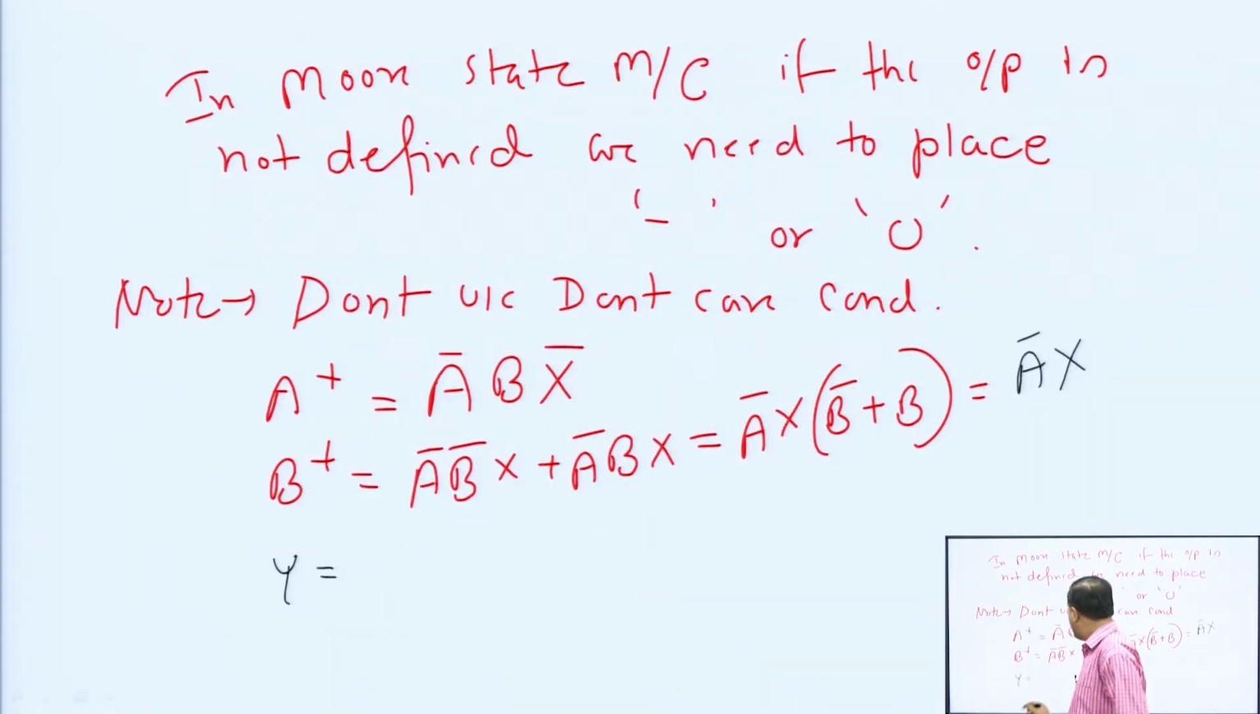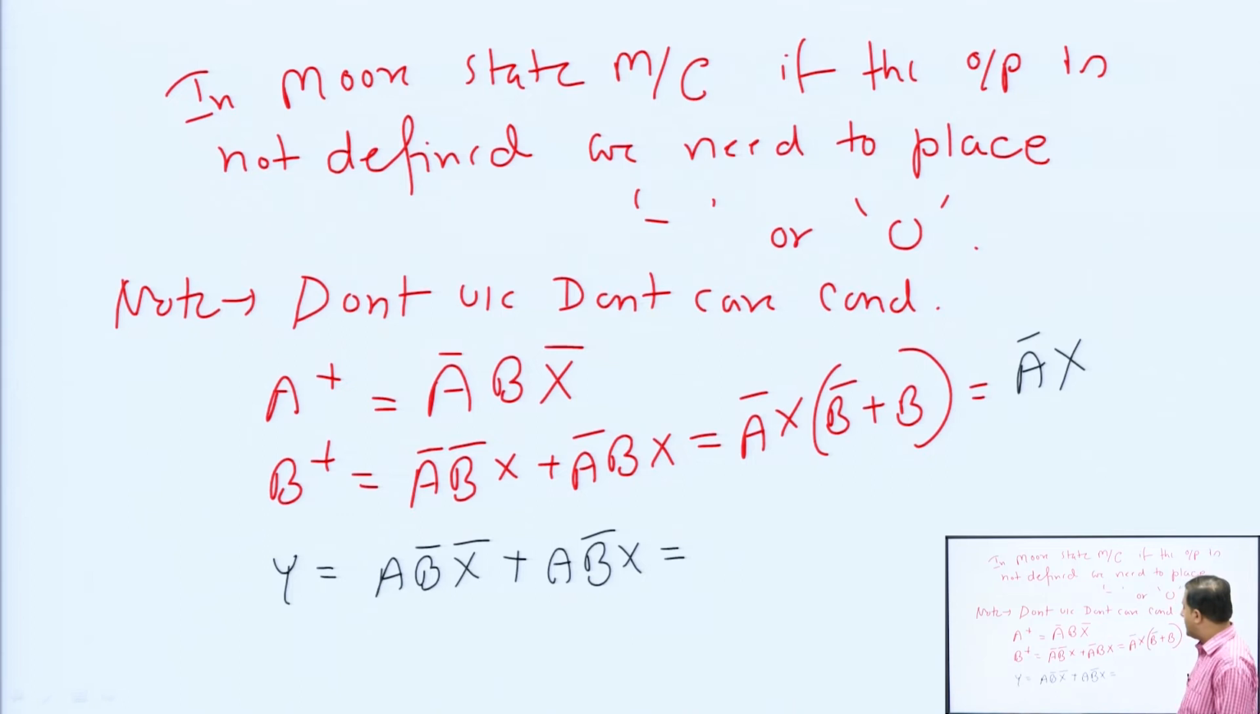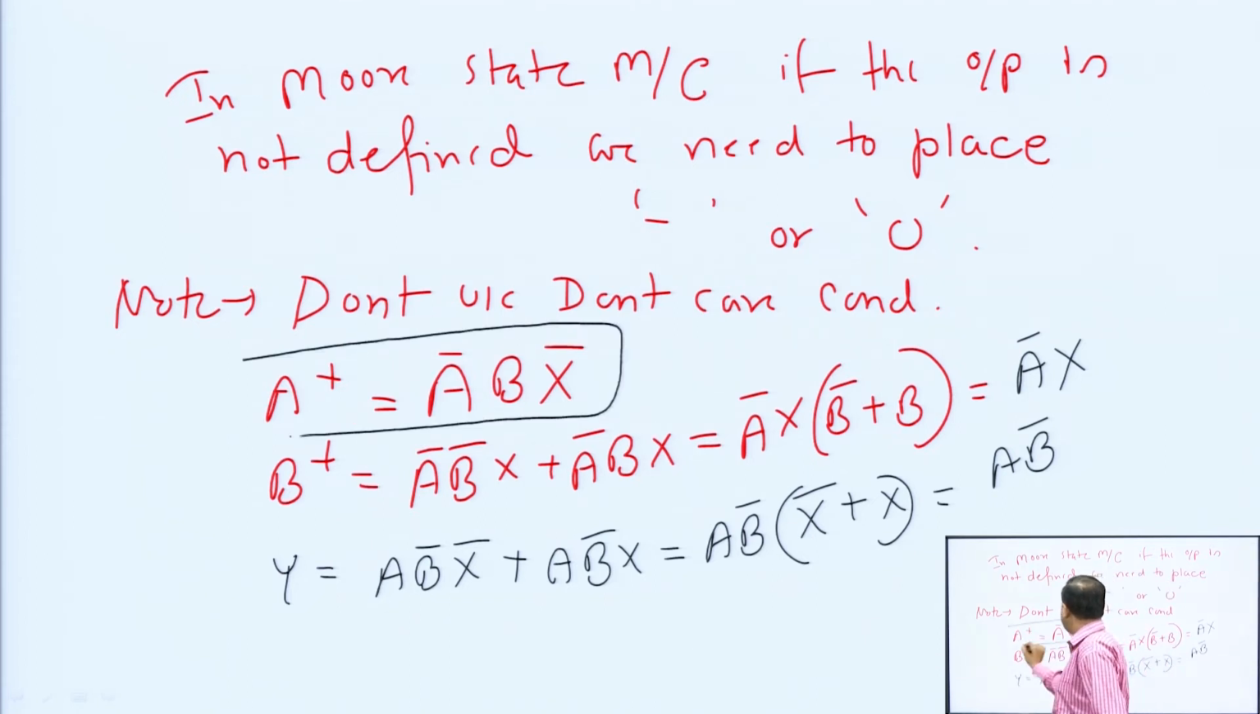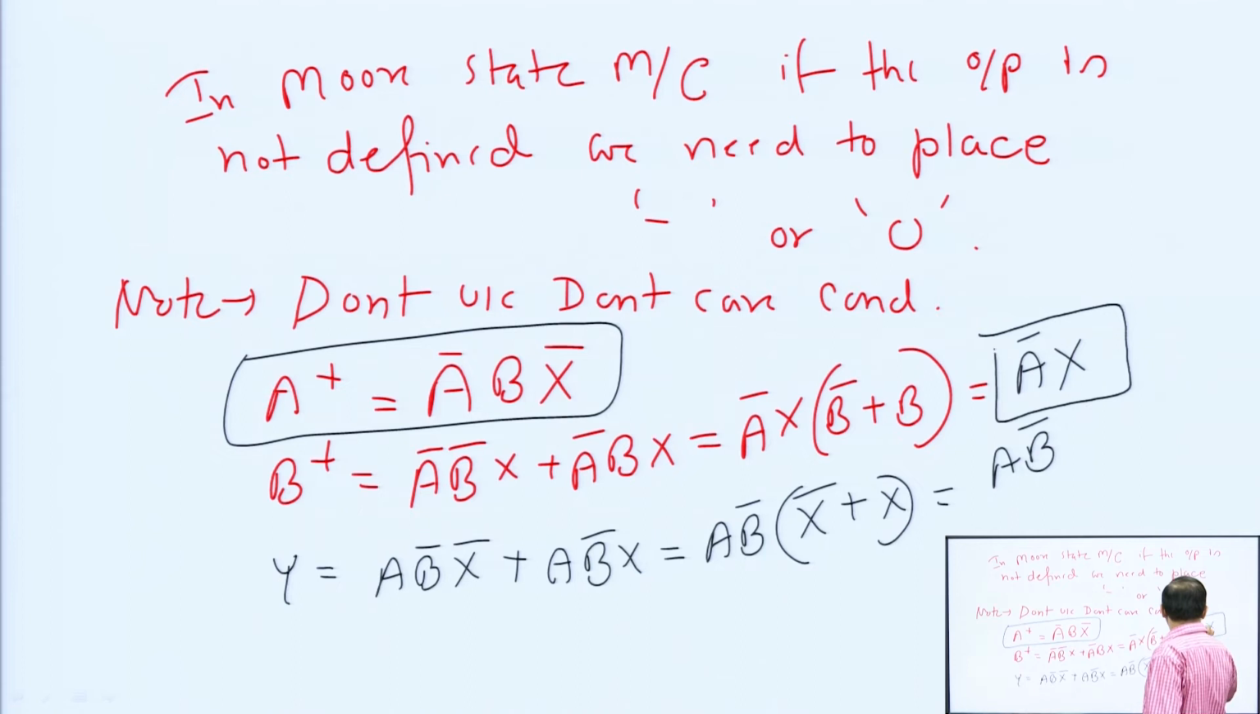So, let us write down y is equal to A B bar x bar plus A B bar x. Is there any common term? Yes, we can take A B bar as common. So, we can write A B bar into x bar plus x, so finally we can write A B bar. Okay. So, these three equations we have taken: this is for A bar, this is for B bar, and this is for y. Clear? Now it is easy, we have to make the simple diagram from this.